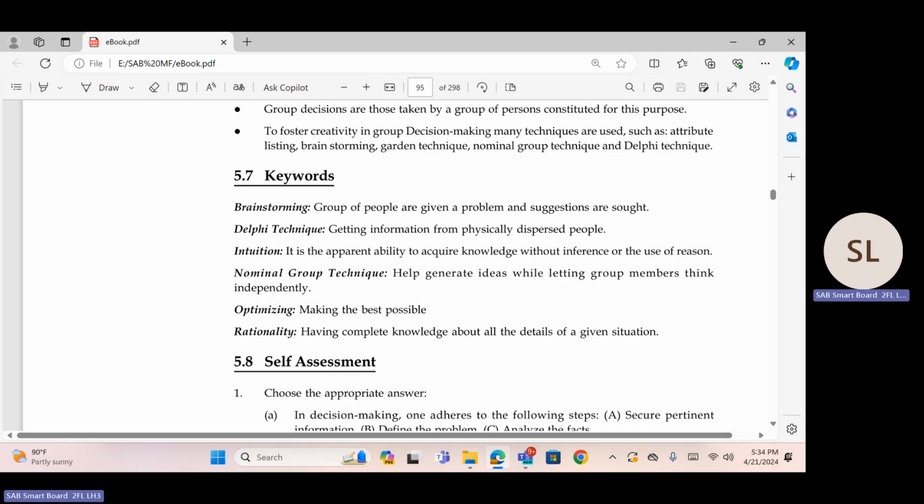Rationality, having complete knowledge about all details of a given situation, is mostly seen in programmed decisions compared to other decisions. And those are the things that we should cover. It is very important. But mostly we make decisions all the time.